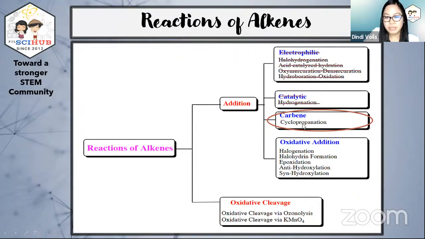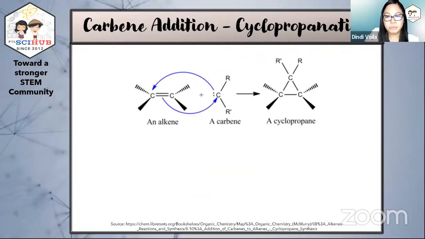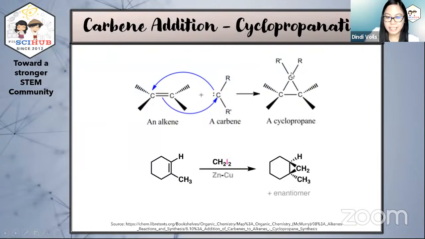Moving on, we have carbene addition, what's called cyclopropanation. Generally speaking, you have a carbene forming a bridge across the double bond, making a cyclopropane. Cyclopropane has a 3-ring, and we know that this is highly unstable. An example is the Simmons-Smith reaction, where you have diiodomethane, and the CH2 on the reagent gets added on the double bond, plus an enantiomer.